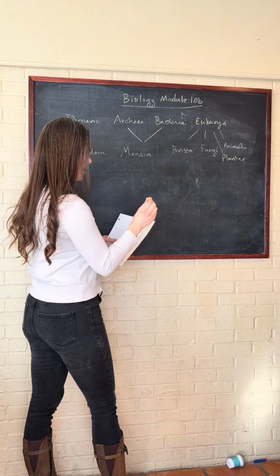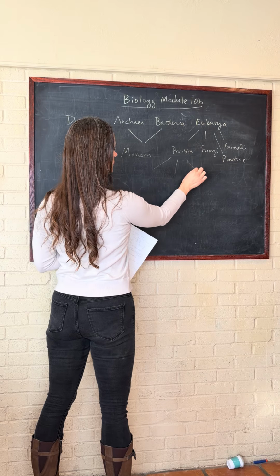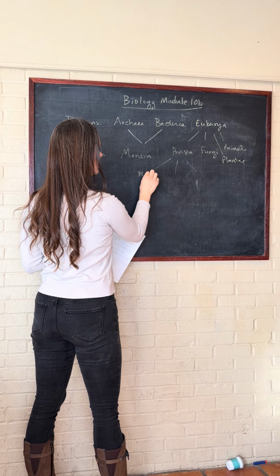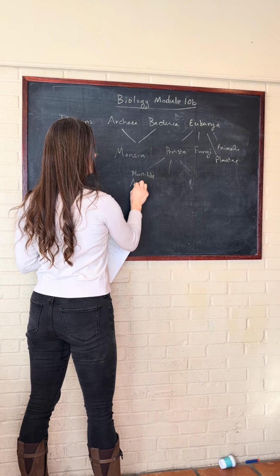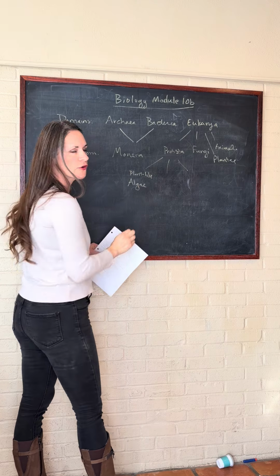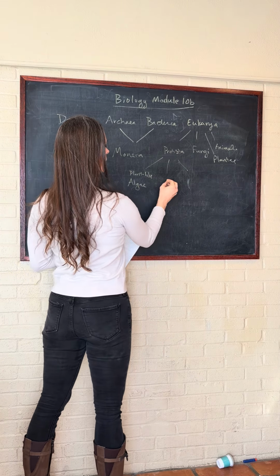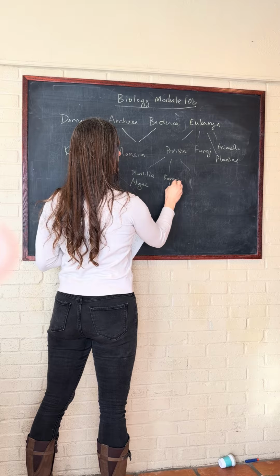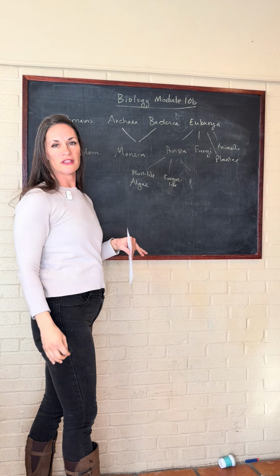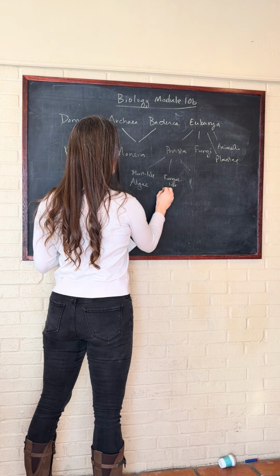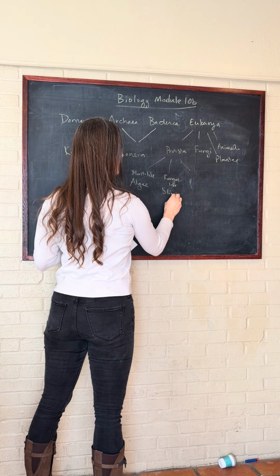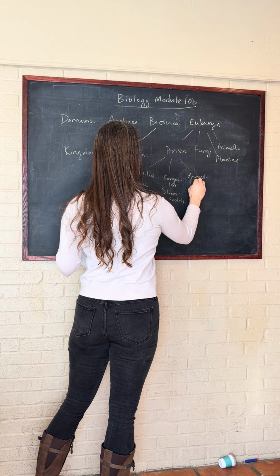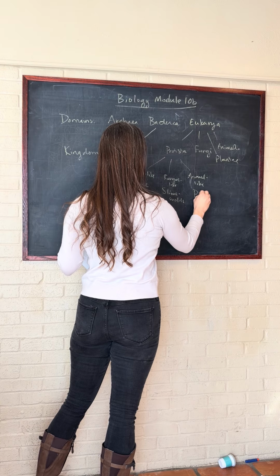So in Kingdom Protista, we have 3 subkingdoms. We have some protists that are plant-like, and these are called algae. They're plant-like because they do photosynthesis and they make their own food. We have some that are fungus-like, because they do extracellular digestion and they're decomposers. These are called slime molds. And then we have some that are animal-like, and these are called protozoa.